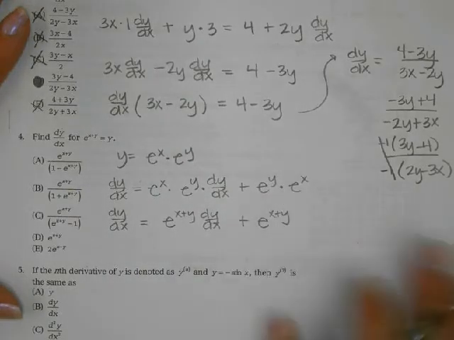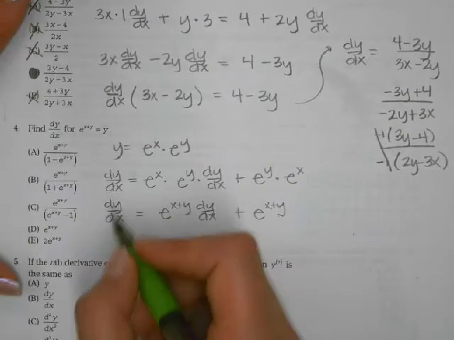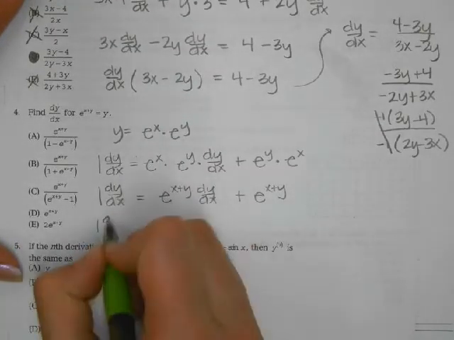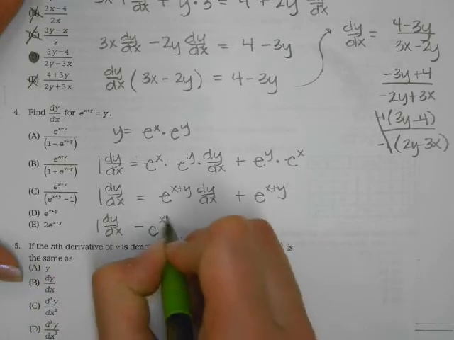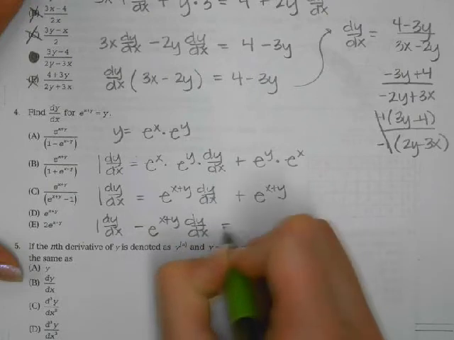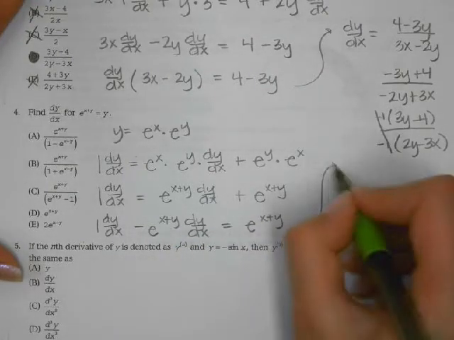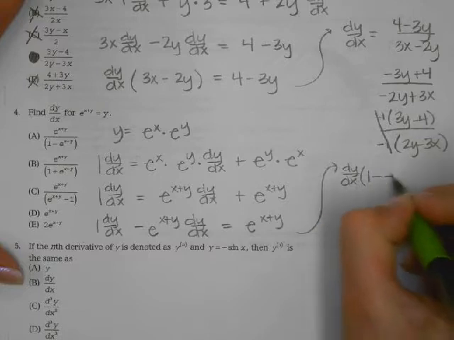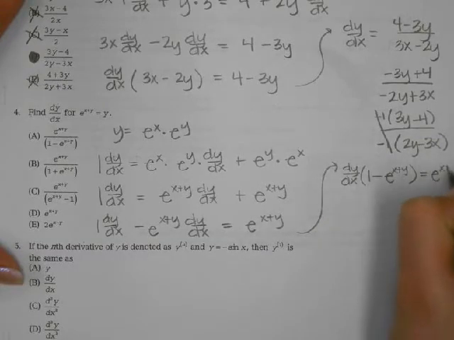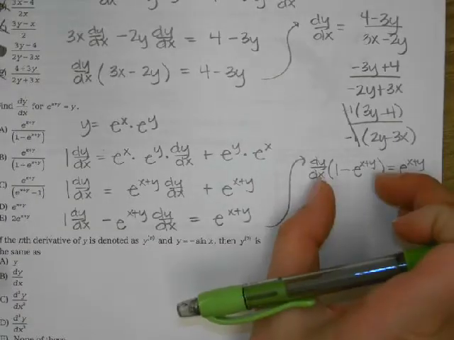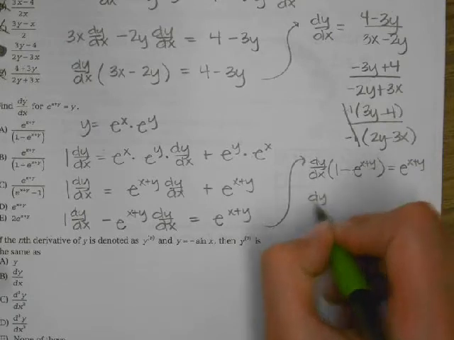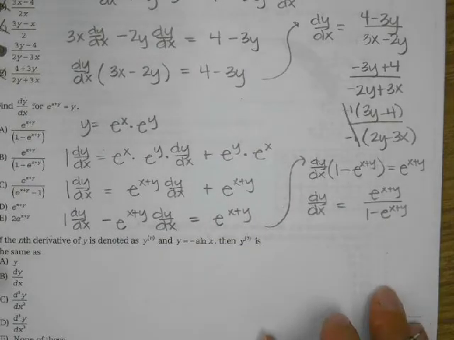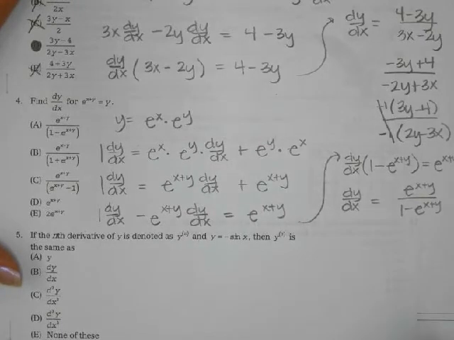And then I did the same thing as the previous problem, and I just got the dy/dx all to one side. If you want to think of this as 1 dy/dx, that might be helpful. So I've got 1 dy/dx minus e to the x plus y dy/dx equals e to the x plus y. Then I can factor out the dy/dx because it's in both terms. So I've got 1 minus e to the x plus y. And then I took that set of parentheses and just divided it over. And so the answer actually matches up perfectly with A.